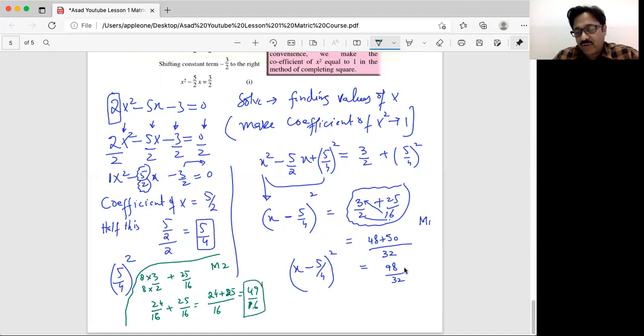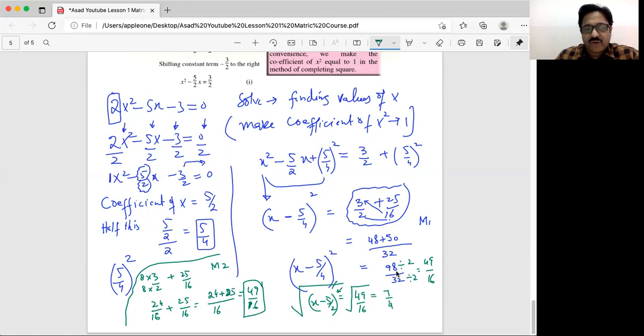Okay, one thing I can do here, I forgot that thing. We can divide here by 2. So divide by 2 here, I get 49, and divide by 2 here, I get 16. So see, both are giving me the same results. Now x minus 5/4 whole square is 49/16. Now square root here and square root here, this is gone with that. And this is giving me 7/4.